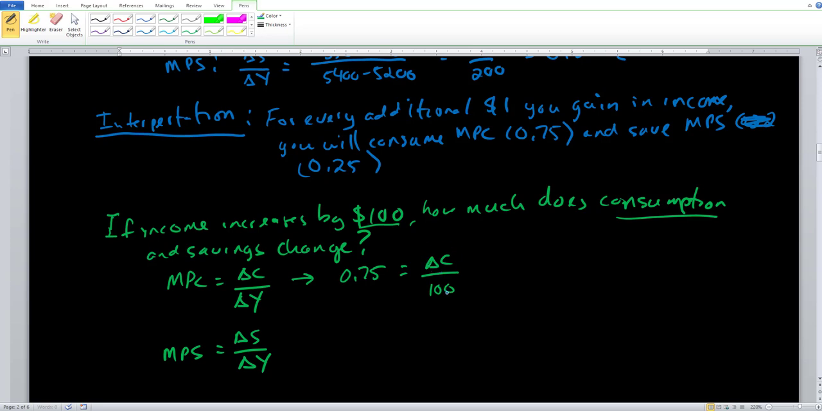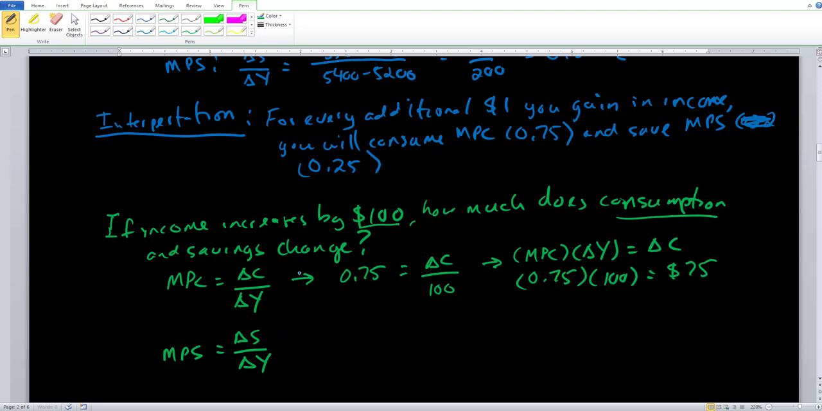We just go ahead and multiply. So when we take the MPC times our change in income, in this case, we're going to get the change in consumption. So here, another formula, just using a little bit of algebraic manipulation, MPC times the change in income will give us the change in consumption. So 0.75 times 100 will give us the change in C, which is $75. So if I give you $100, you're going to go ahead and consume $75 out of that $100.